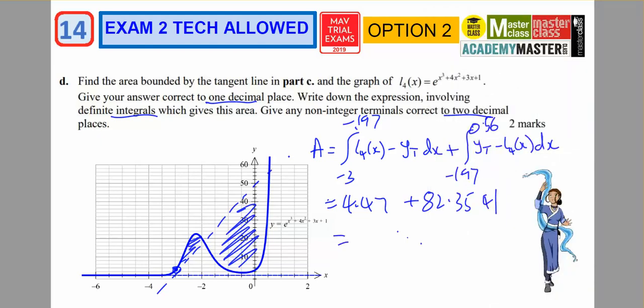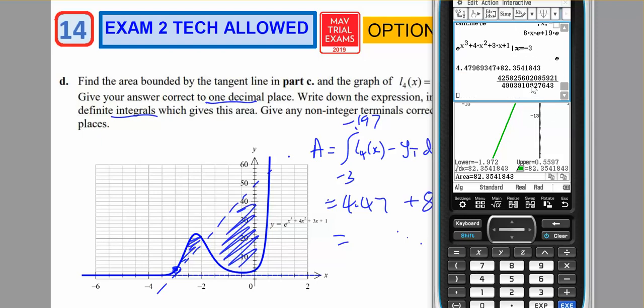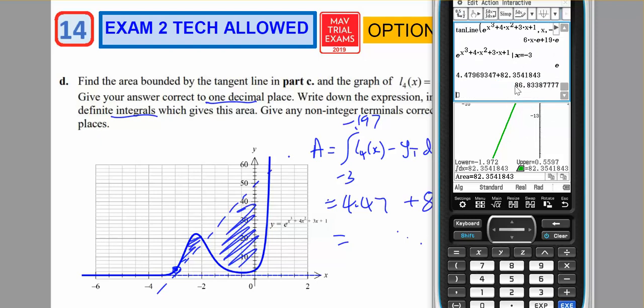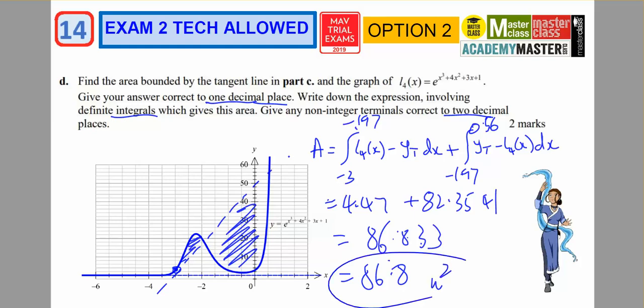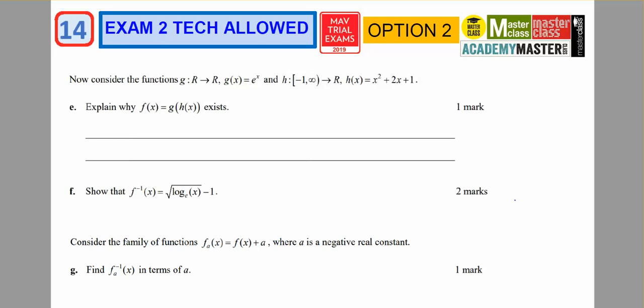Add them together. And I get 86.833. And I'm doing this to one decimal place, therefore 86.8 units squared. Okay.